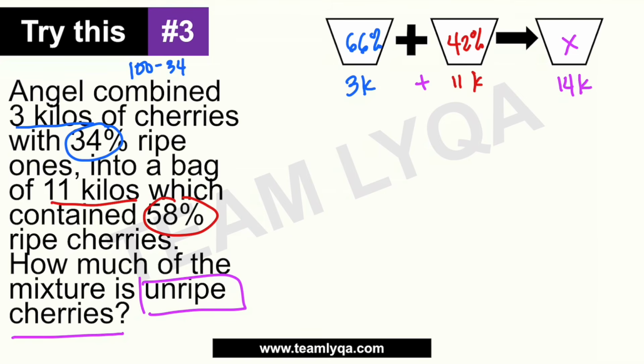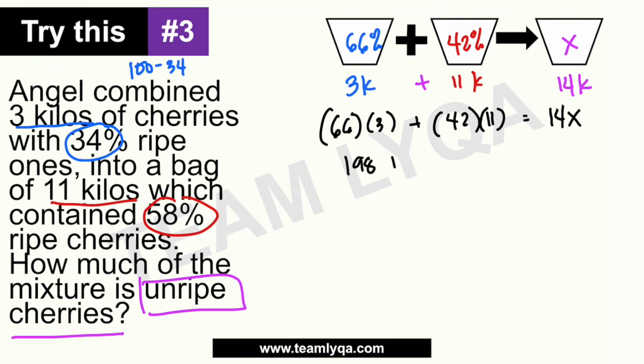Okay? Now, kung gusto ko to i-solve like this, i-try natin, 66 times 3, you have 100, sulat na lang natin muna. 66 times 3 plus, and then you have 42 times 11 is equal to 14x. Okay? So, 66 times 3, that is 198 plus, and then you have 42 times 11. So, that would be 420 plus another 42. 462 is equal to 14x. Okay? So, i-add ko lang yung 198 sa 462, ang lalabas dyan would be 660 is equal to 14x.